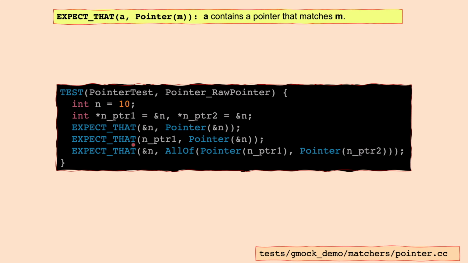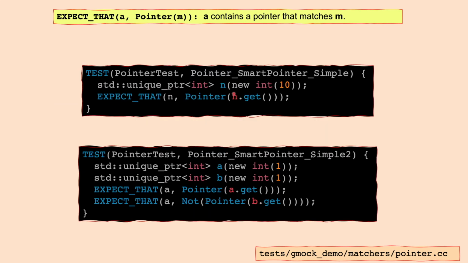I'm saying expect that n pointer contains a pointer whose value is address of n. And finally here, I'm saying expect that address of n contains a pointer which matches all of the following. It contains a pointer whose value is n pointer 1, and it contains a pointer whose value is n pointer 2. As you can see, the pointer matcher doesn't do anything really that interesting when it comes to raw pointers, but it has some applications when it comes to smart pointers. So let's look at that.